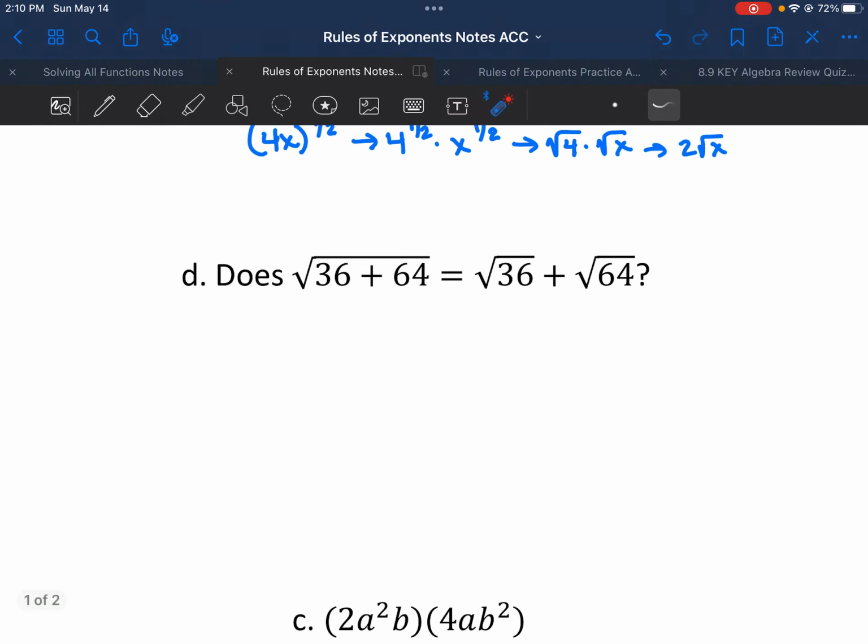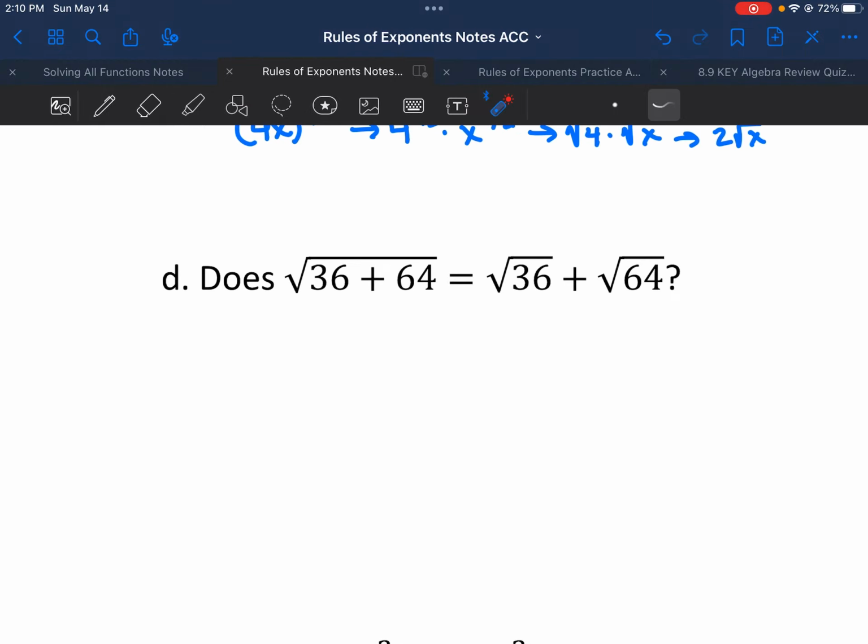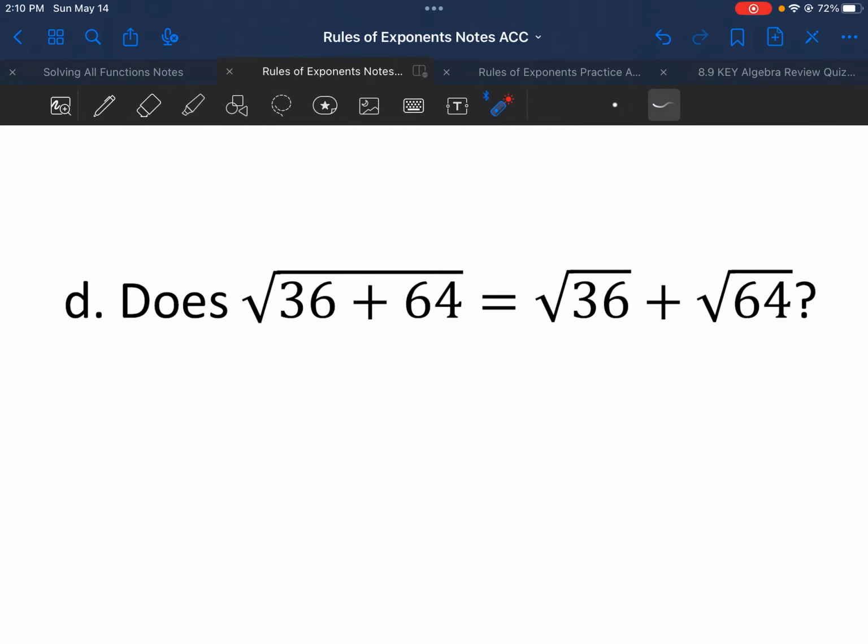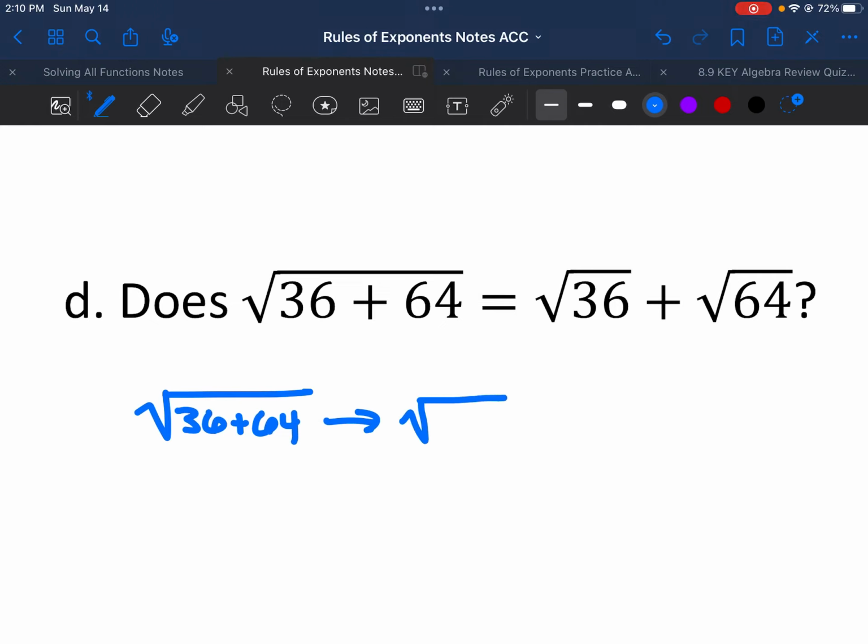All right, example D, another common misconception. One thing students love to do is they'll see a square root of two things being added together, and they'll just decide, let's split it into two separate square roots, square root of 36 plus square root of 64. Let's see if that actually works. All right, so square root of 36 plus 64. Well, 36 plus 64 is 100. Square root of 100 is 10.